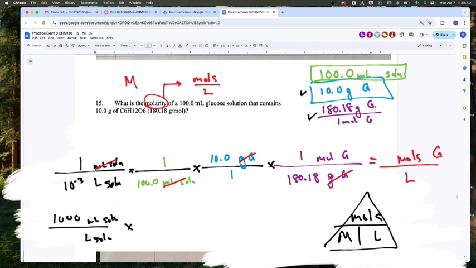So if you want to solve for moles, it's molarity times liters. If you want to solve for molarity, it's moles divided by liters. If you want to solve for liters, it's moles divided by molarity. So this triangle allows you to do this stupid formula system, which is great if all you're trying to do is interconvert between those things.